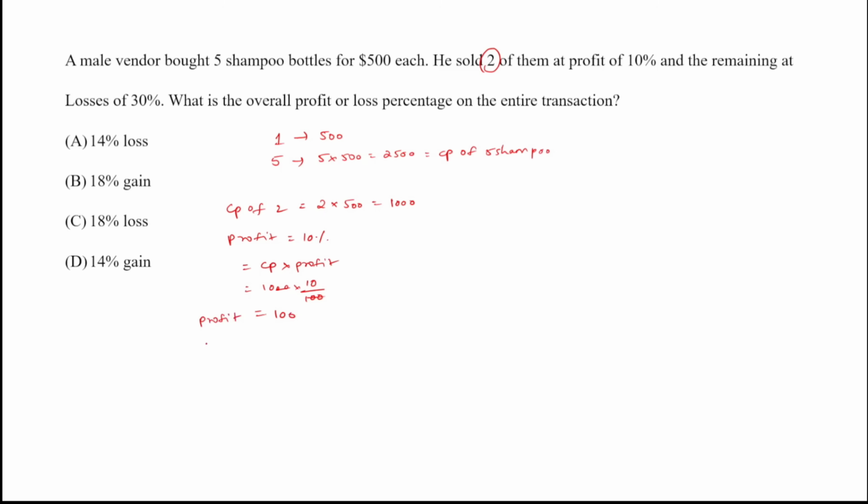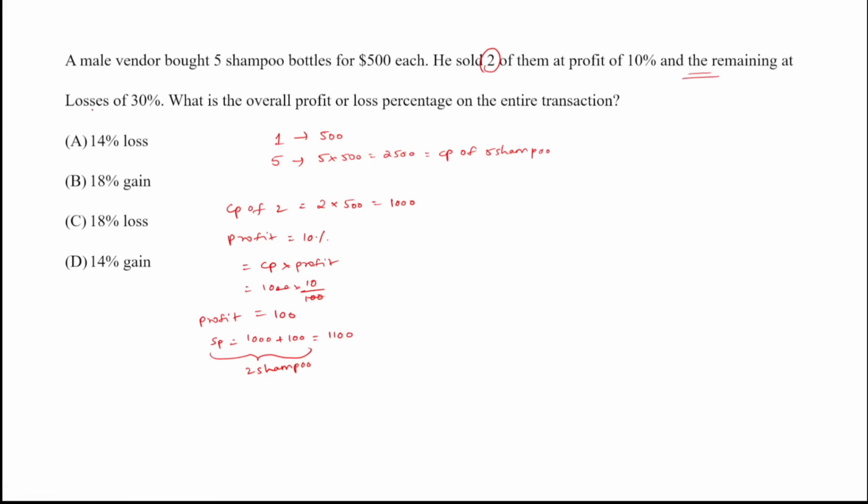That means for the two shampoo bottles the vendor sells it for 1100. So 1000 is the cost price and the profit is 100. So once adding these two we will get the answer like 1100. So this is the selling price for two shampoo bottles.